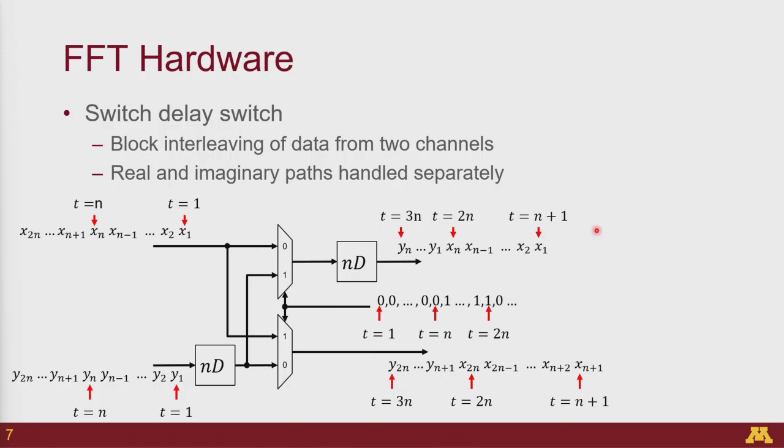The next block which I'll talk about is the switch delay, which I put as switch delay switch. Essentially, what this block does is it interleaves two blocks of data from 2 channels into one another. So for example, let's say you have channel 1 which has x, channel 2 which has y, and there's an N delay here. What it will essentially do is line up the value of x1 with the value of x of n plus 1, and similarly the value of y1 with the value of y of n plus 1.